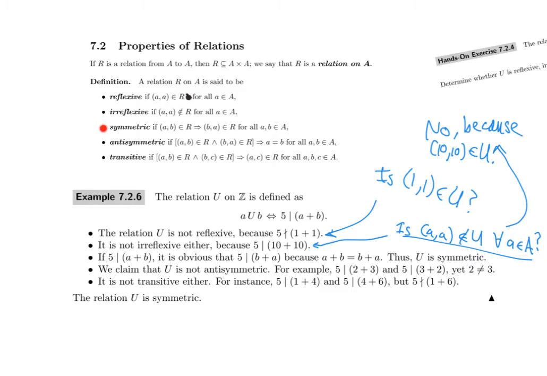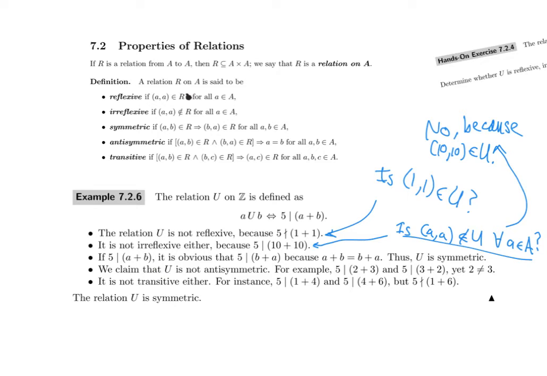Next, we're going to check for symmetric. So we're going to assume (A, B) is in the relation. In other words, we're going to assume 5 divides A plus B. But notice A plus B and B plus A are exactly the same thing, which tells us 5 also divides B plus A. So that means that we're saying if (A, B) is in the relation, then (B, A) is in the relation. That is going to always be true based on this argument. So therefore, U is symmetric.